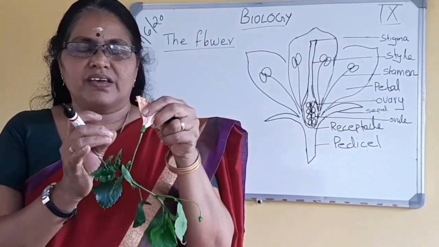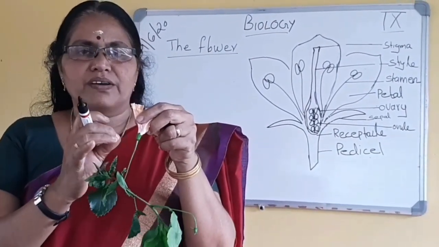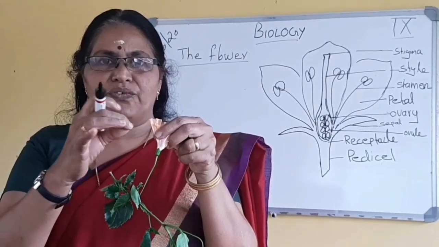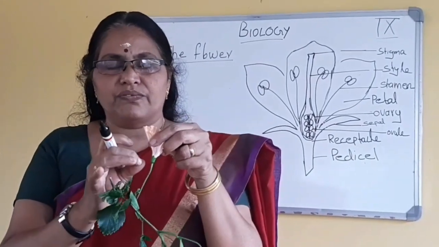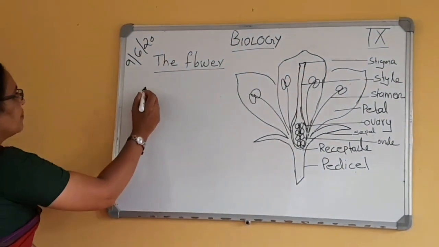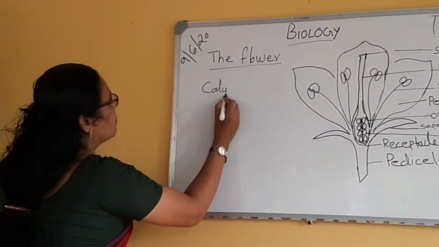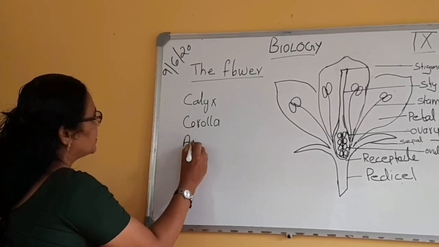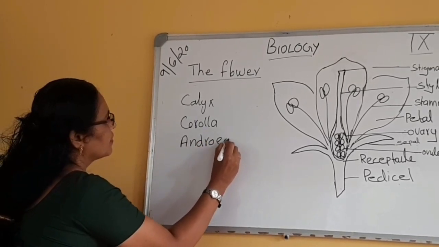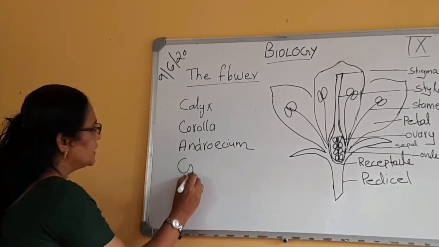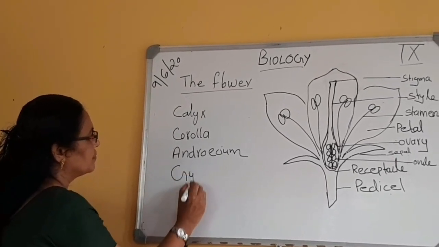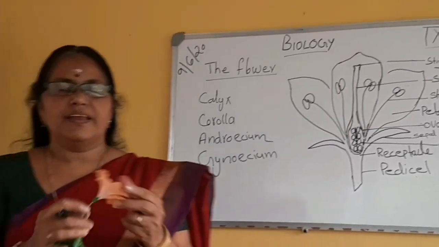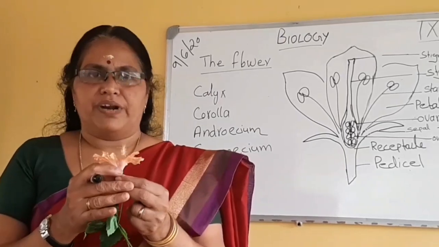A flower has 4 parts. All the parts of the flower are arranged on the thalamus in 4 whorls. So the 4 whorls of the flower are calyx, corolla, androecium and gynoecium. Let us see each part one by one.